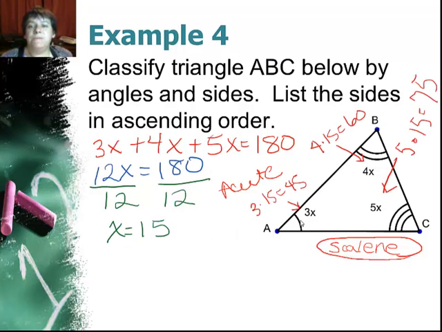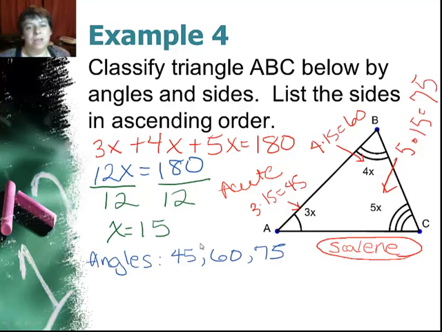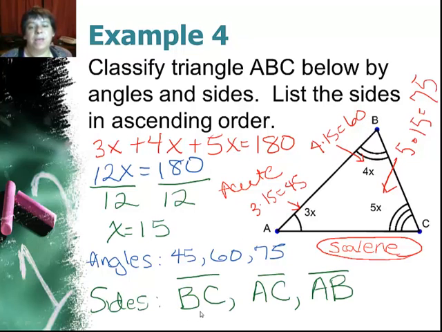Now I'm going to substitute the 15 in to find the different angles. I've got 45 degrees, 60 degrees, and 75 degrees. I've listed the angles out here, which, by the way, means that my triangle is acute because the largest angle is less than 90 degrees. Then the sides go with the opposite angles. The 45 degree angle goes with side BC. The 60 degree angle goes with side AC. And the 75 degree angle goes with side AB. So in ascending order, my segments are BC, AC, and AB. And you can tell that the sides are different, so this is a scalene triangle.